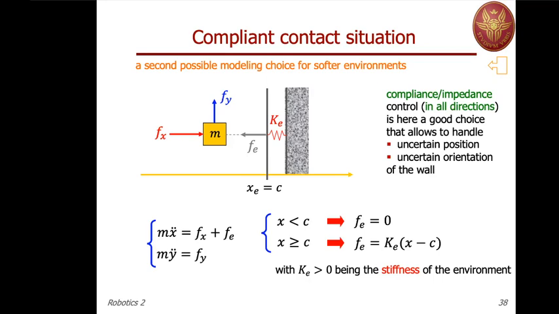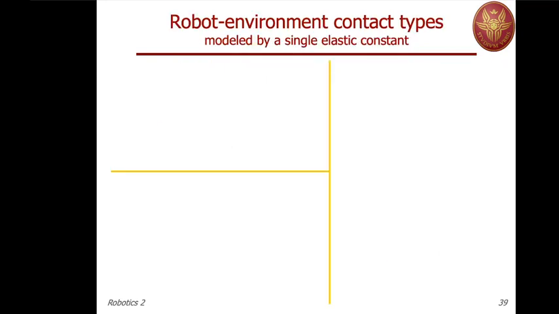Now, this model assumes that there's only one spring or one stiffness at the contact in every direction. Here in only one direction because we are on the plane and one direction is free of motion. Is this assumption true all the times? So let's consider a more general situation, slightly more general, and let's see when the robot environment contact, assumed to be compliant, can be modeled by a single elastic constant in each direction where the contact occurs.